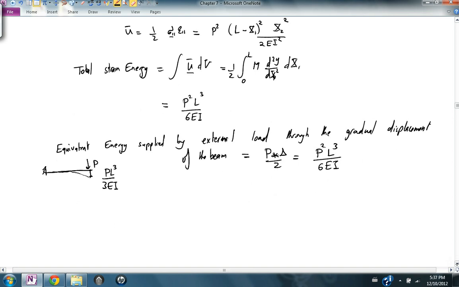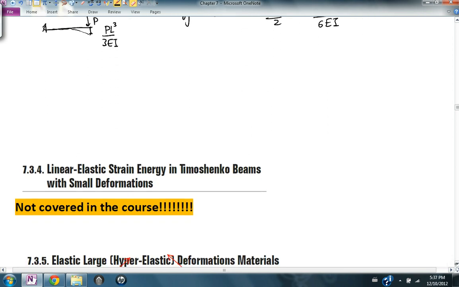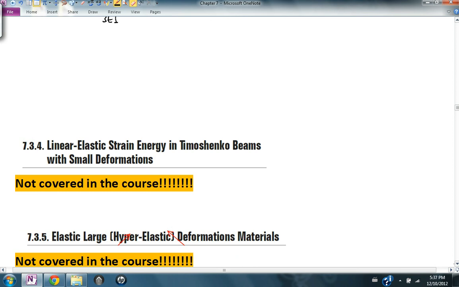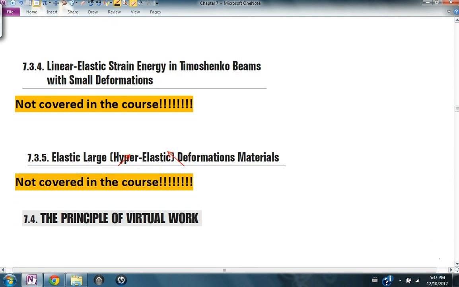So this is it for the energy portions. Sections 7.3.4 and 7.3.5 are not covered in the course. And in the next lectures, we're going to study the principle of virtual work as an introduction to numerical methods to solve the differential equation of equilibrium.